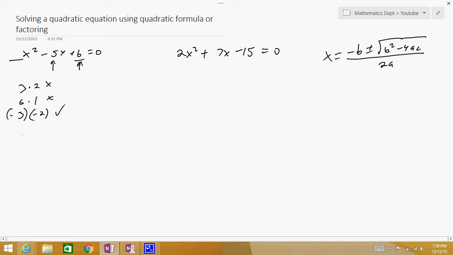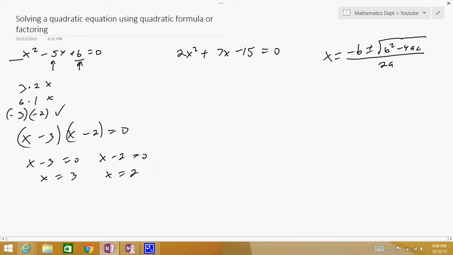Once you have your two numbers, your answer is simply x minus or x plus your answer, and x plus your other answer. So for me, I've got x minus 3 and x minus 2 is equal to 0. And now we know that x minus 3 is equal to 0 or x minus 2 is equal to 0. And therefore x is equal to 3 or x is equal to 2.